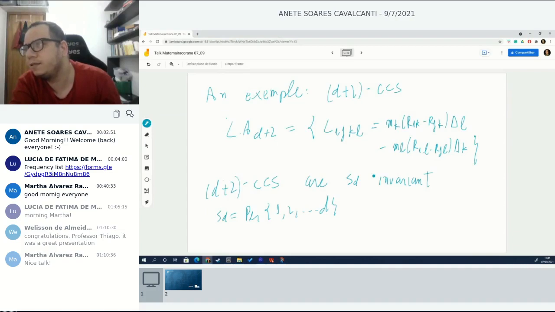are in a D plus 1, D minus 1 regular simplex. Then these D plus 2 CCs are SD invariants, permutations of 1, 2, D, because we have a simplex, for example, for this configuration is invariant. This 3 plus 2 CC is invariant under the action of S3, the permutations of 1, 2, and 3.